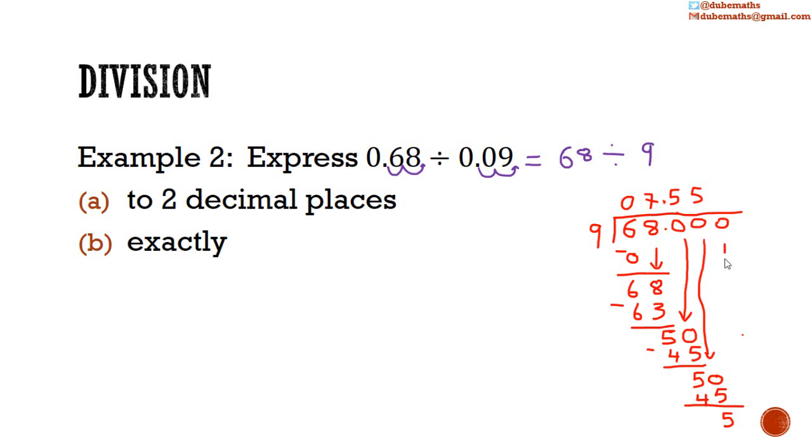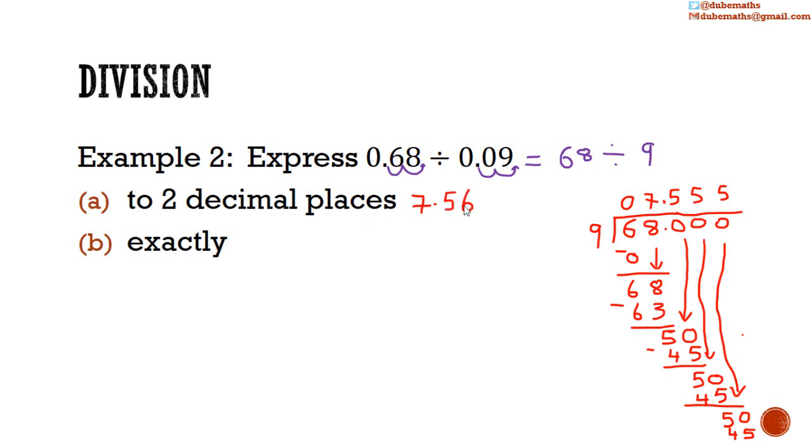0. 50. 9 into 50, 5. 9 times 5 is equal to 45. 50 take away 45 is equal to 5. This number is 5 or greater, so we add 1 to the digit before. So 0.68 divided by 0.09 to two decimal places is equal to 7.56.